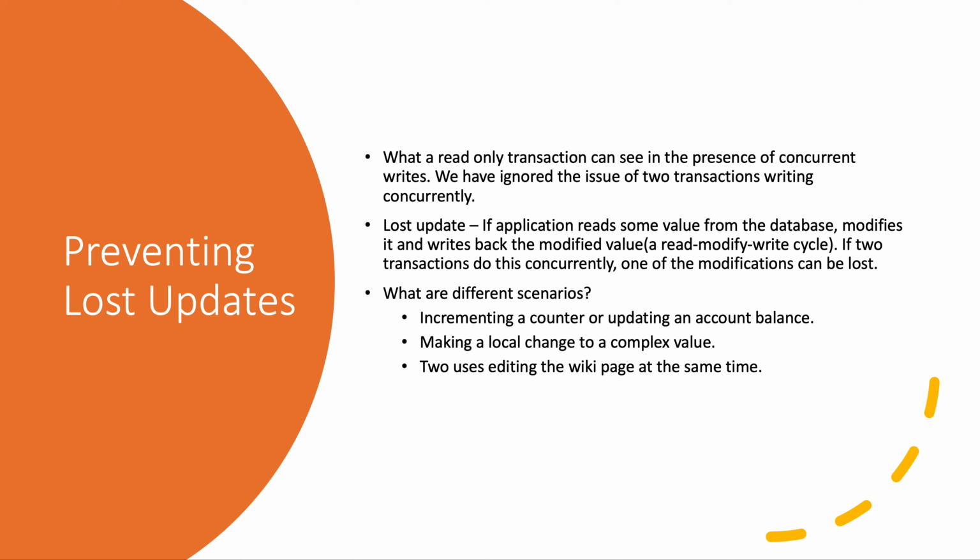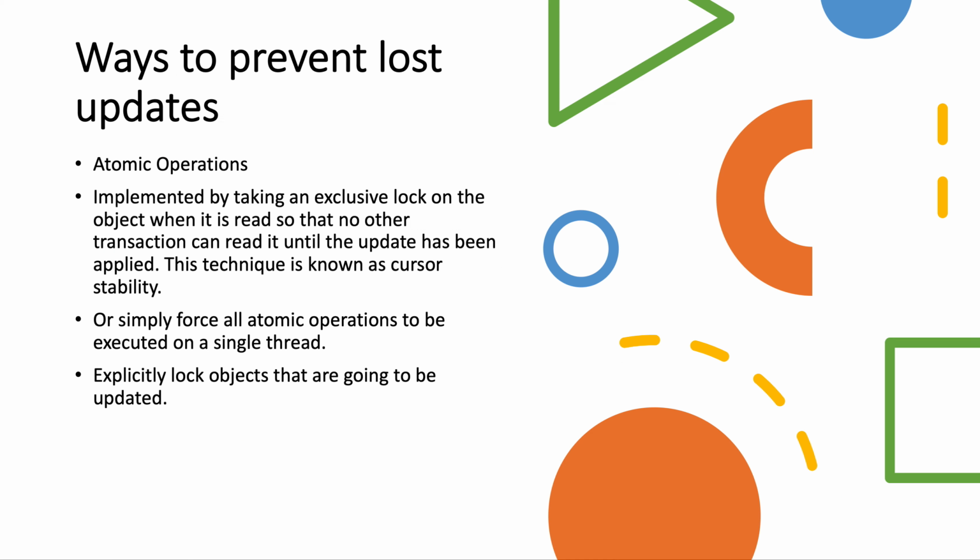So let's see the different scenarios which can result in a lost update. When we increment a counter or update an account balance, which is a common problem in banking, this can result in a lost update. Making a change to a list or a complex value can also result in this scenario. As well, if two users are editing a wiki page at the same time, where each user saves their change by sending the entire page contents to the server, it can overwrite whatever is currently in the database. This is a very common problem, and a lot of solutions have been developed for it.